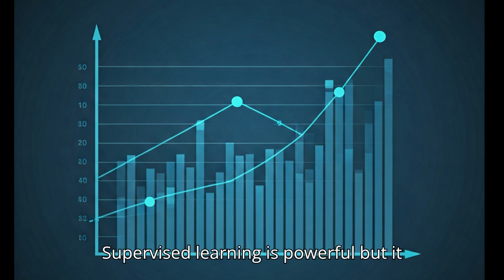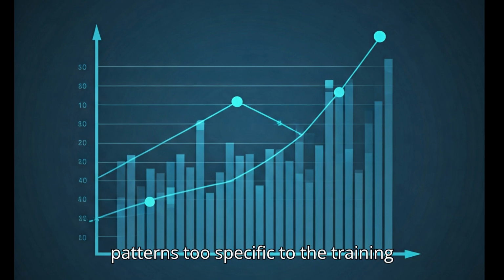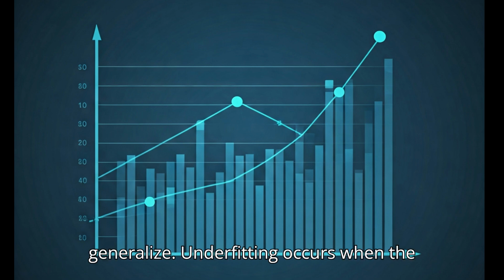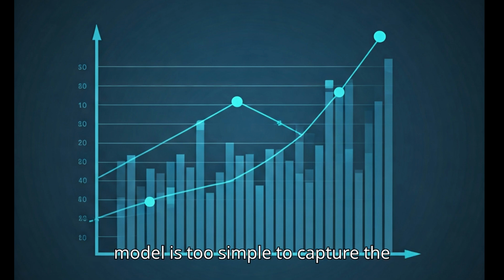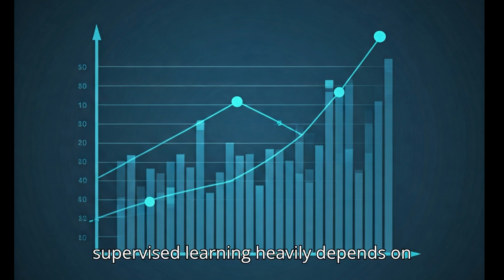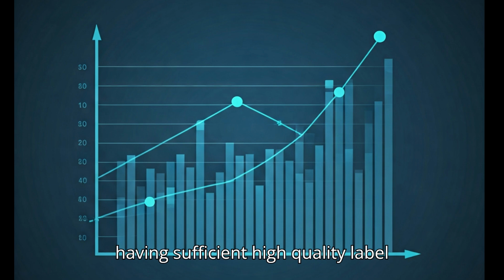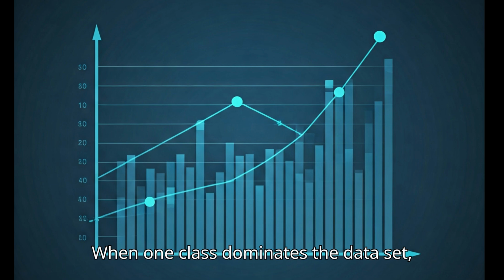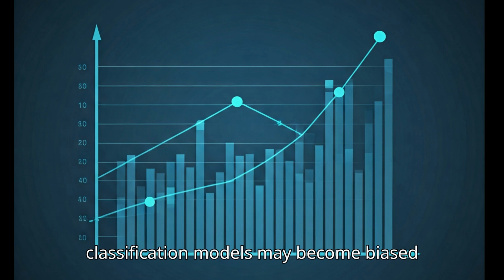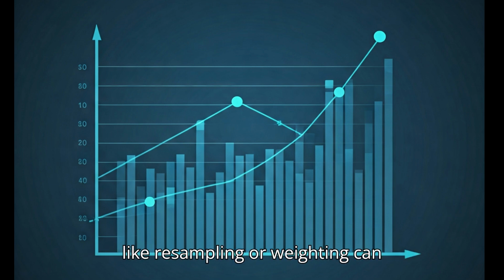Challenges in supervised learning. Supervised learning is powerful, but it comes with its own set of challenges: overfitting and underfitting. Overfitting occurs when the model learns patterns too specific to the training data, reducing its ability to generalize. Underfitting occurs when the model is too simple to capture the underlying patterns of the data. Data quality and quantity. Supervised learning heavily depends on having sufficient high quality labeled data. Insufficient or noisy data can significantly impact model performance. Imbalanced data. When one class dominates the dataset, classification models may become biased towards the majority class. Techniques like resampling or weighting can help address this issue.